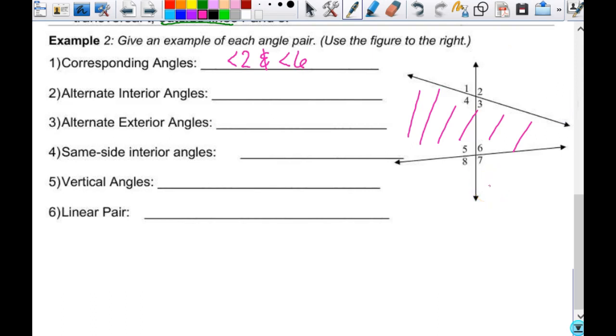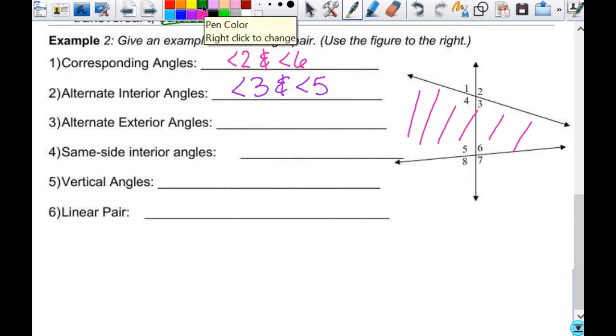So alternate interior angles, if I start with 3, what's the alternate interior angle with angle 3? 5, because they're both on the inside on opposite sides of the transversal, so it would be 3 and 5. And there's more than one answer for all of these, but we're just not going to write them all.